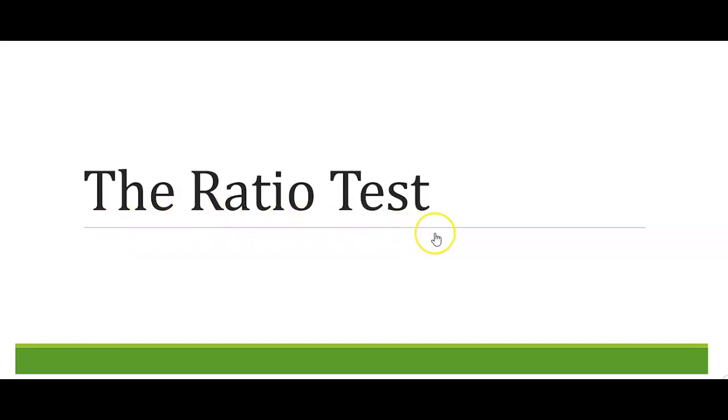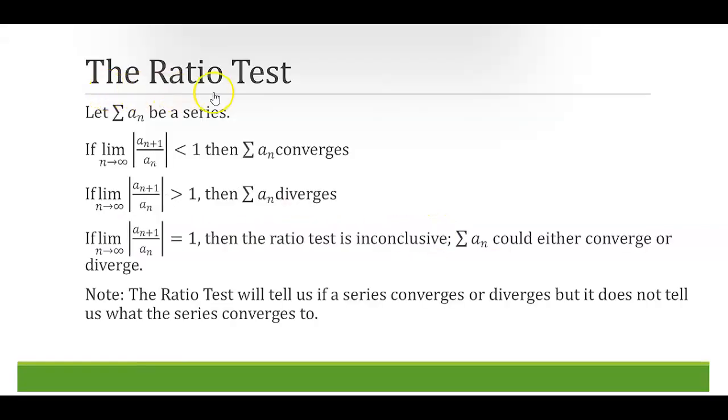The ratio test. The ratio test is a test for convergence or divergence of an infinite series. So we're going to let the sum of a sub n be a series. If the limit as n approaches infinity of the absolute value of the ratio a sub n plus 1 over a sub n is less than 1, then the sum of a sub n converges.